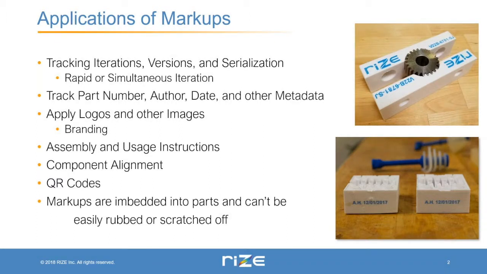A final feature of markups that is useful for many cases is the fact that the Rise markup technology embeds the markup ink directly into the part using a dye and a solvent, and that prevents the markups from being rubbed off or scratched off. So it's not just a surface feature, it is embedded into the plastic. The plastic itself would have to be scraped off in order to lose the markup features.